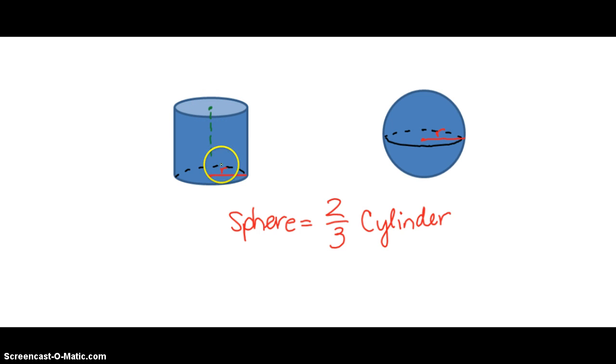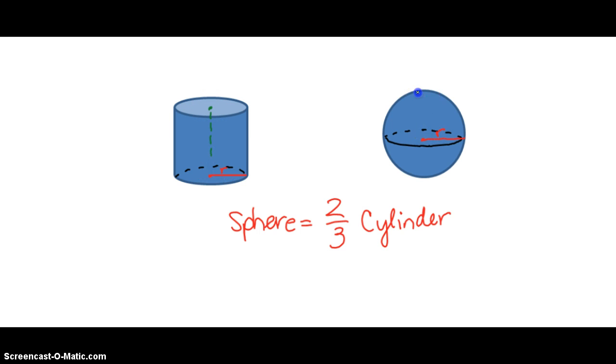So according to what the lady in the demonstration just showed, a sphere equals 2/3 the volume of a cylinder. So here I have a cylinder and a sphere, and they have to have the same area of the base. So here's my radius. That means they have the same radius. And they also have to have the same height. She mentioned that. So let's see if I can draw the height.